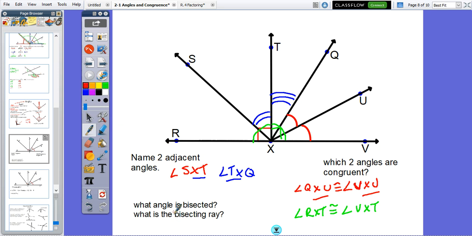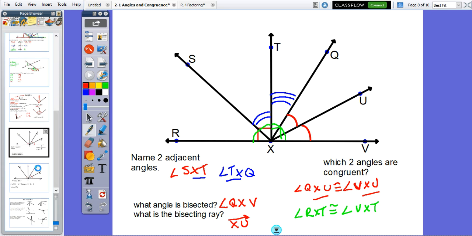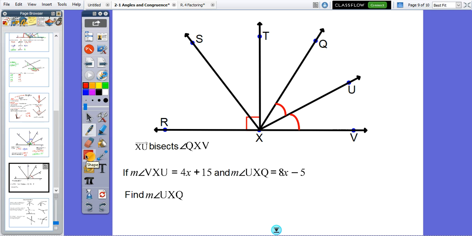So they ask, what is an angle that is bisected, and what was the bisecting ray? Because these two angles are congruent and adjacent, we can say, hey, the angle that was bisected is angle QXB, the original whole angle, both of them put together. What cut it in half was this ray right here in the middle, our ray XU. So you'll see that happen right there. And then the other one, of course, is our straight angle RXV that got cut by XT straight up and down in the middle.